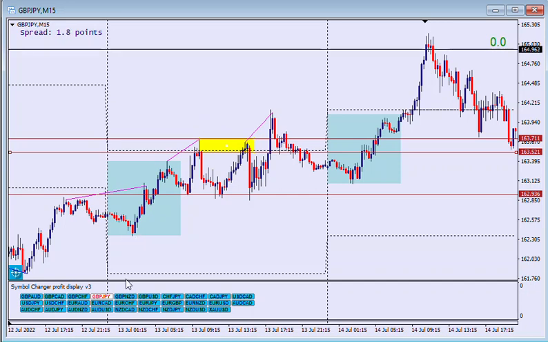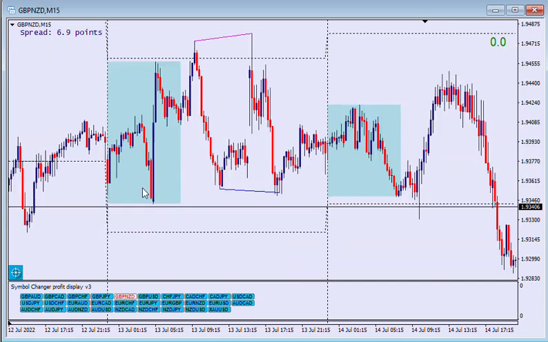Let's look at another example. GBPNZD, which happened on the same 13th of July.